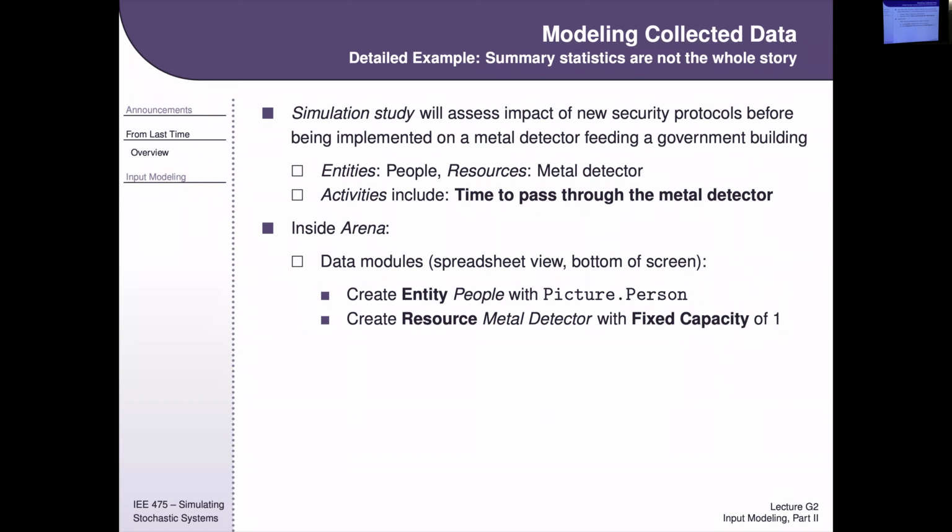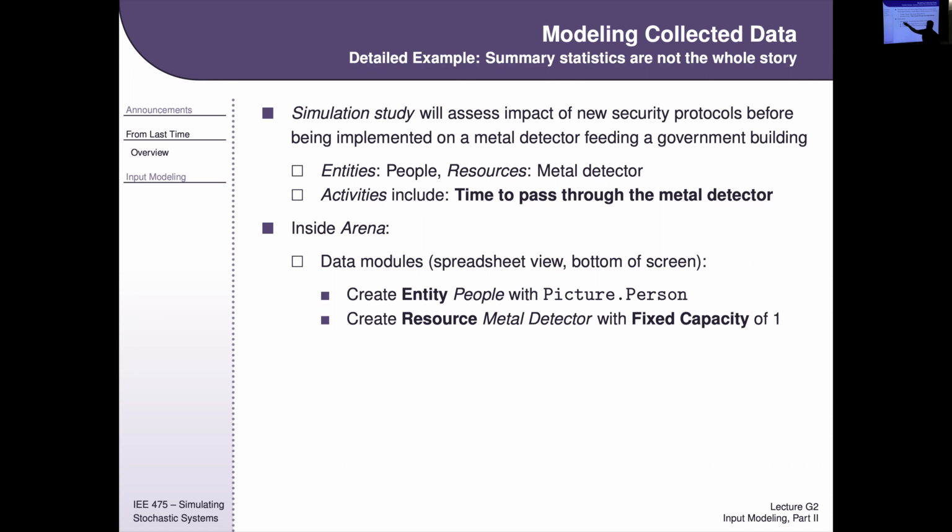So let's pick up with where we left off last time. This is an example I said I'd make more concrete today. This is the security protocols going into a metal detector, say in a government building, or if you like an airport, if that's easier to picture. We've got entities, the people going through the metal detector. The metal detector itself is the resource that's constraining the people. The activity that we're worried about is the time to pass through the metal detector.